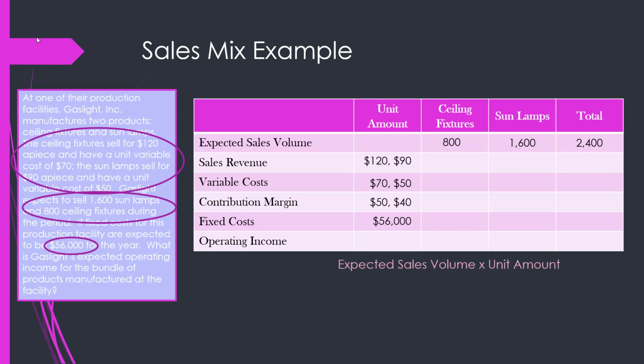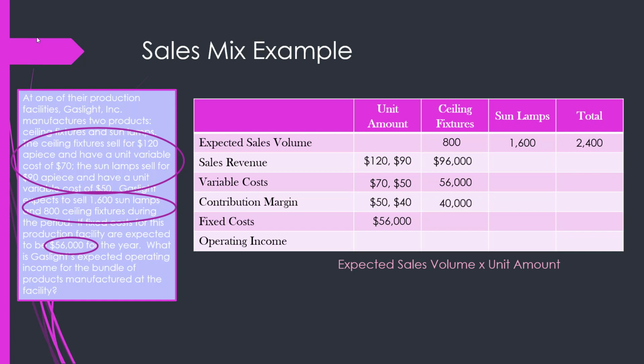And we're going to do so by taking the expected sales volume for each model and multiplying it by the unit amount. If we sell 800 ceiling fixtures at $120 a piece, 800 times 120 means that the sale of ceiling fixtures during the period is going to produce sales revenue of $96,000. Those ceiling fixtures have a $70 variable cost, so 800 ceiling fixtures costing $70 in variable manufacturing costs a piece is going to cost us $56,000 in total. And if we generate $96,000 of sales revenue against $56,000 of variable costs, the contribution margin for that product, the ceiling fixtures, is $40,000.